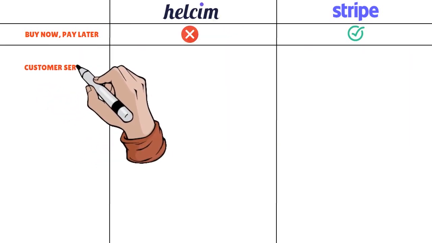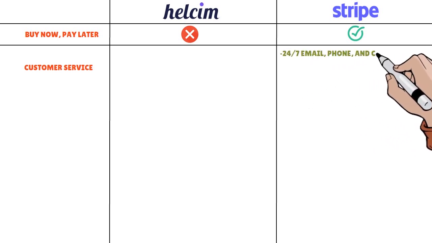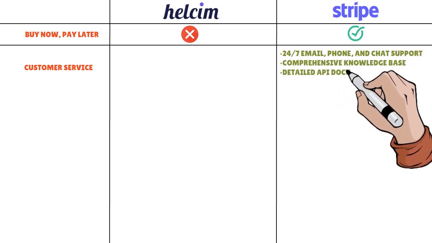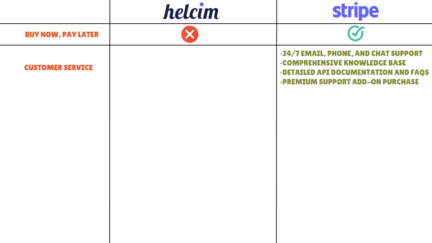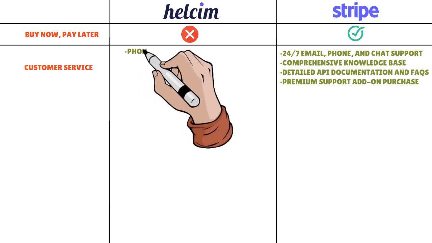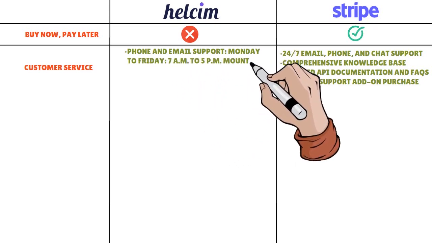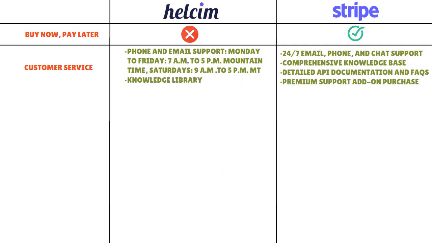In terms of customer service, this is an area where Stripe really wins big time, because you have 24/7 email, phone, and chat support. You have a comprehensive knowledge base, detailed API documentation and FAQs, and you have premium support as an add-on purchase. You do have some kind of support with Helcim, but not as comprehensive. With Helcim, you have phone and email support Monday through Friday, 7 a.m. to 5 p.m. Mountain time, and Saturday you have 9 a.m.